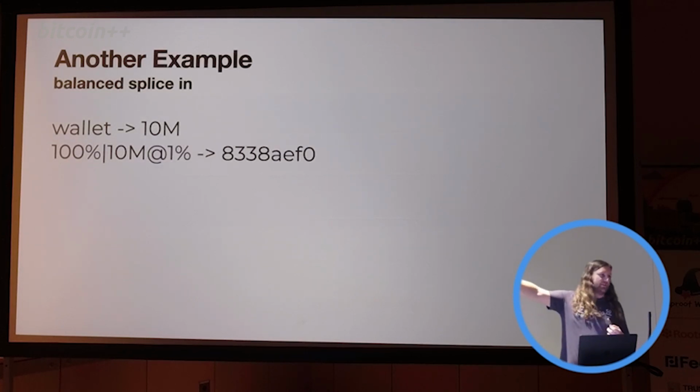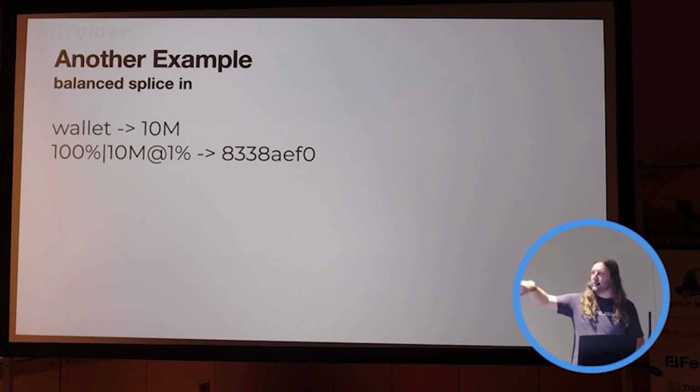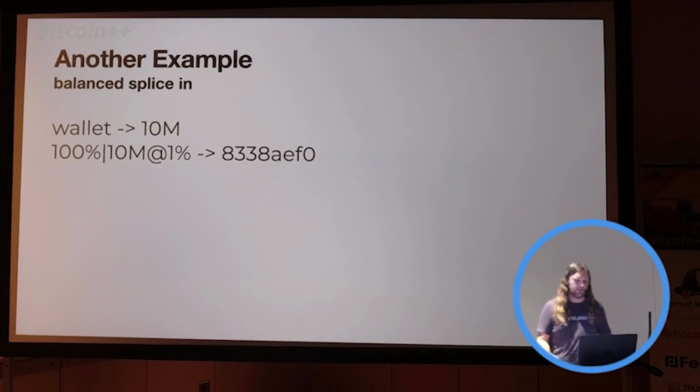We do that with more symbols. And here we have at 1%. What this means is you will lease 10 million sats as long as it costs you 1% fee or less. You'll take the smaller amount of that. If it's over 1%, then you'll abort the splice. Any questions on this?